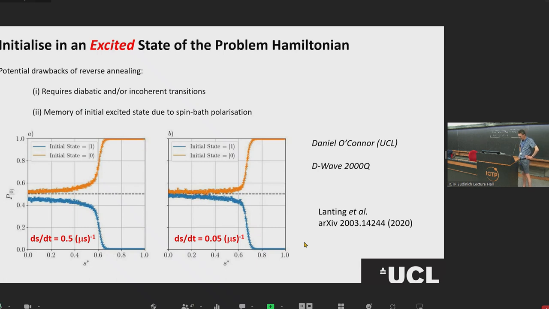And secondly, is really a warning that certainly as implemented on the D-wave machine, if not other implementations which may be available, there's some memory of your initial classical state which is imprinted on the reverse anneal due to this phenomenon called spin bath polarization. So here's some data which my student Daniel O'Connor has taken just to illustrate the point.